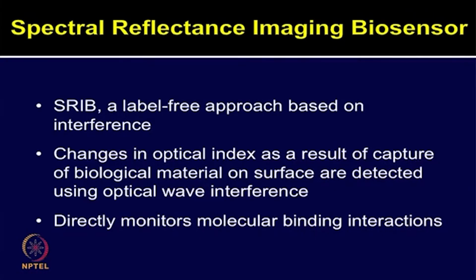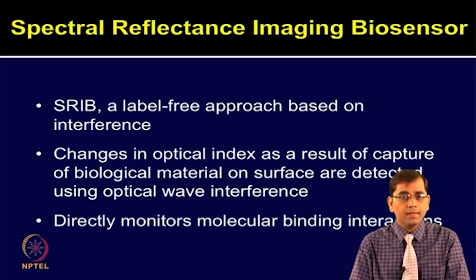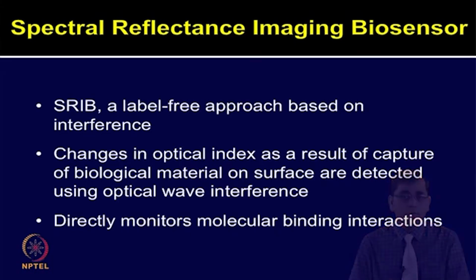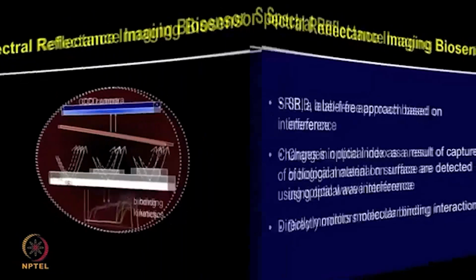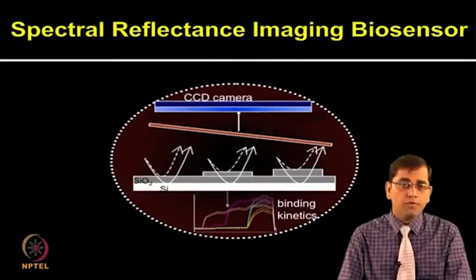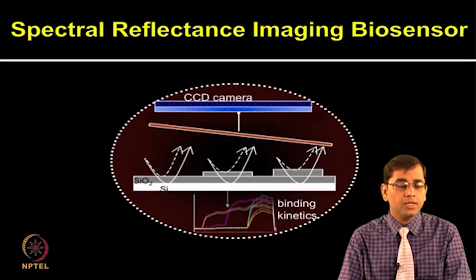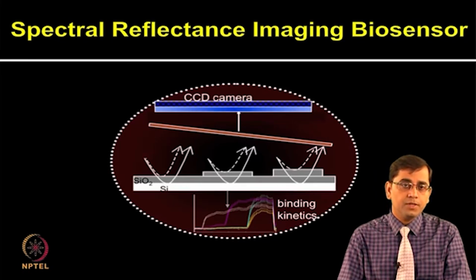Let us now discuss a spectral reflectance imaging biosensor or SRIB. It is a label free approach which is also based on interference. The changes in optical index as a result of capture of biological material on the surface can be detected by using optical wave interference. SRIB monitors molecular binding interactions directly. As shown in this slide, the principle of SRIB is discussed. The interference of light reflected from the silicon dioxide surface increases the optical path length difference, which is caused by the biomolecular binding, which in turn is measured by a spectral reflectance imaging biosensor.